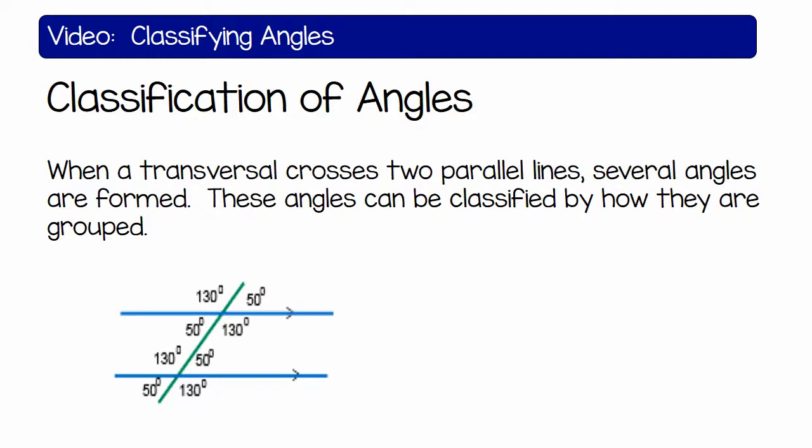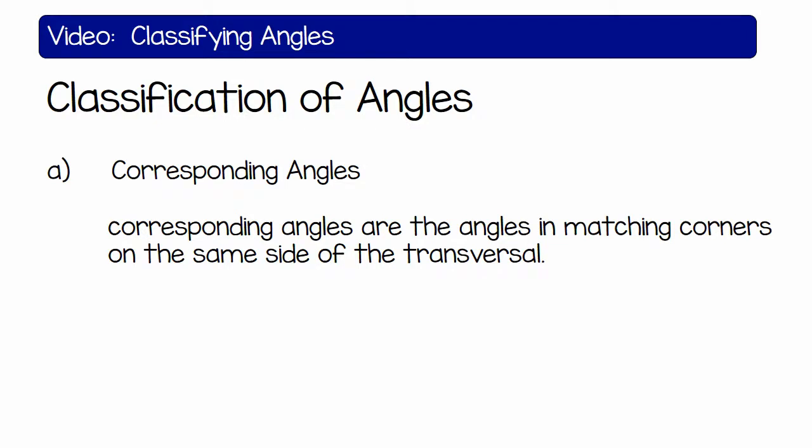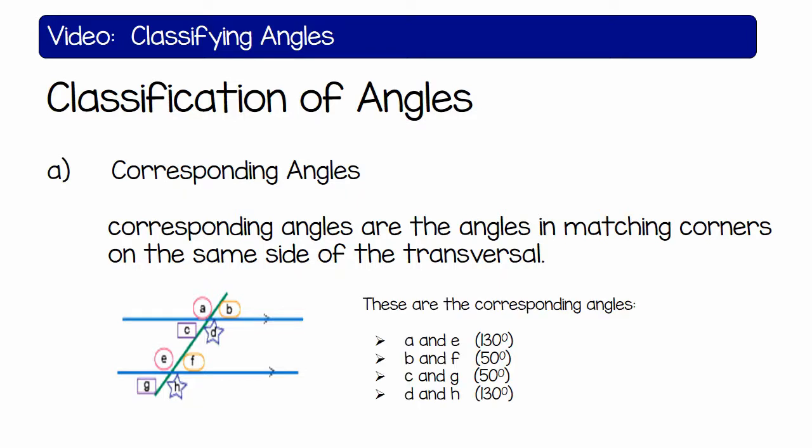Here are the measures of the angles, and here are the letters that represent the different angles. Let's take a look at what they can be divided into or classified as. Corresponding angles. Corresponding angles are the angles in matching corners on the same side of the transversal. So if we looked in our diagram, A and E would each measure 130 degrees. They're corresponding. B and F, C and G, D and H.